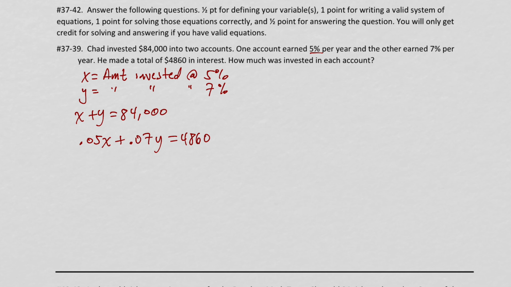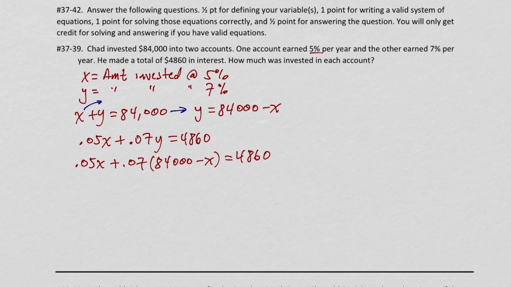Now, I'm going to solve this by substitution. I'm going to solve this equation for either X or Y. It doesn't matter which. Let's say we solve for Y. So Y is equal to 84,000 minus X, by moving this over to the other side. Now I'm going to take this Y and plug it in right here. So this is 0.05X plus 0.07 times Y, which is 84,000 minus X, is equal to 4860.